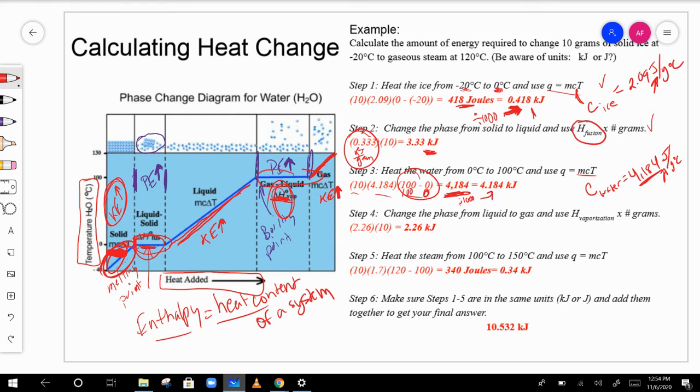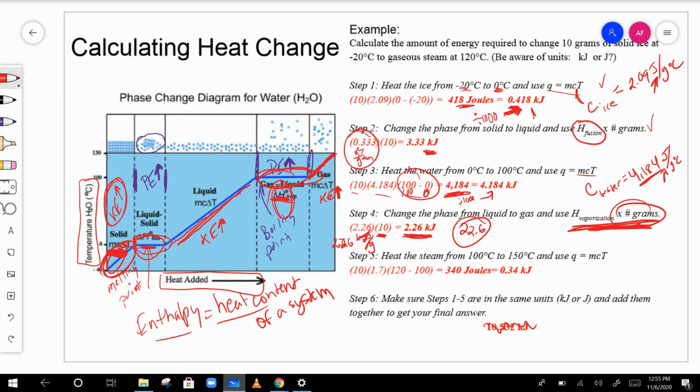The next step, we have another flat line here. The flat line indicates no temperature change, so we use delta H of vaporization times the number of grams. Again, you don't have to memorize these numbers. They'll always be given to you: 2.26 kilojoules per gram. Multiplied by the number of grams, we get 2.26 kilojoules. Oh, I multiplied that wrong, didn't I? This should be 22.6. I'll have to change that because this answer will change too.